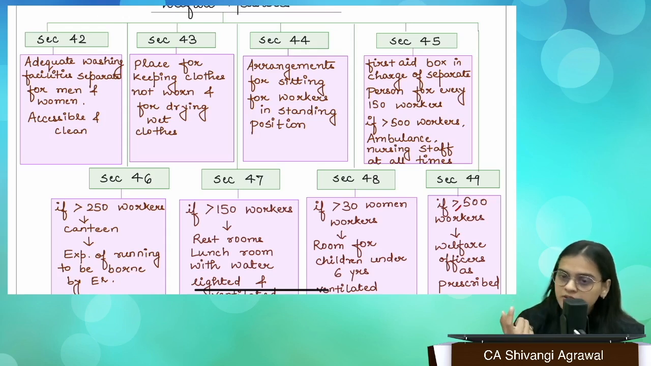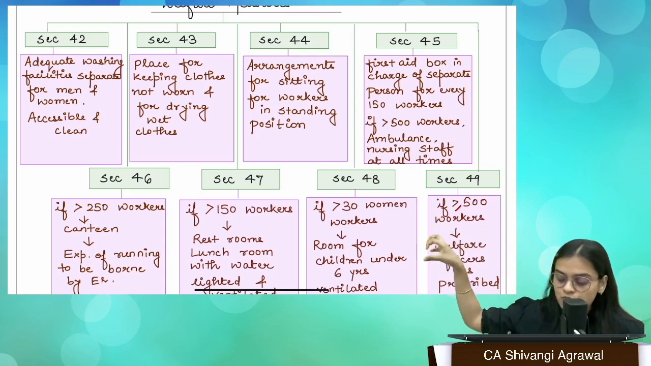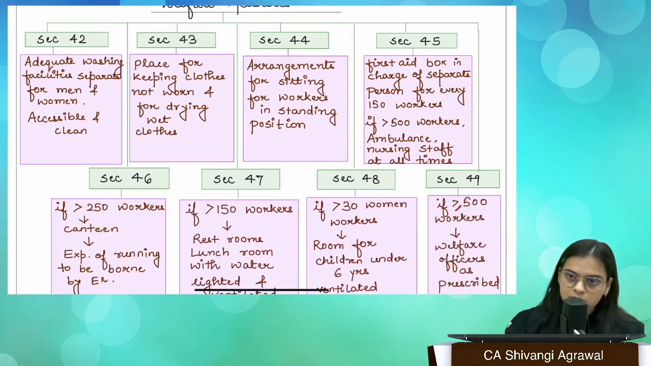At least one first aid box should be there for every 150 workers, and it should have all the prescribed contents. It should be readily accessible and maintained at all times. Thereafter, if there are more than 500 workers employed in a factory, then there should be an ambulance room, an ambulance should be available, and nursing staff should be available at all times, because anytime some accident might happen.